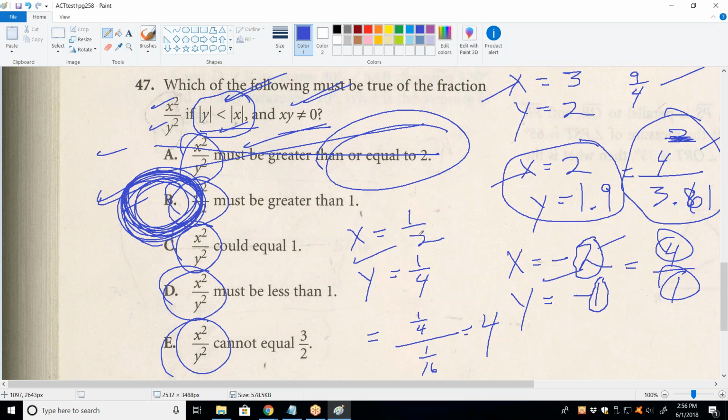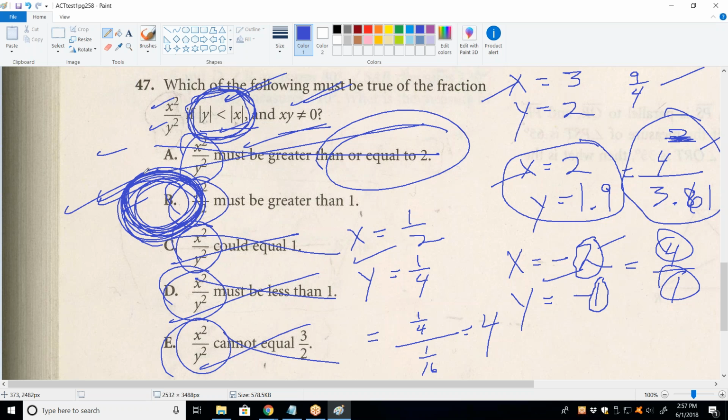What would it take for it to be equal to 1? In other words, the next answer says it could equal 1. Wouldn't it take x to be equal to y? And then that would not be true. If x were equal to y, that would not be true. So it can't be equal to 1. We've already seen that it's definitely not must be less than 1. We've come up with 3 different answers where it was greater than 1. Cannot equal 3/2? That doesn't make any sense really, not given everything we've done. So at this point, I'm done with the problem.